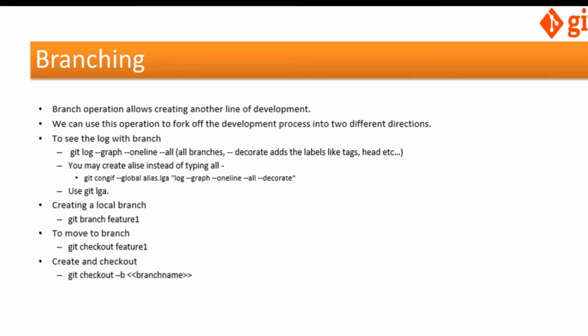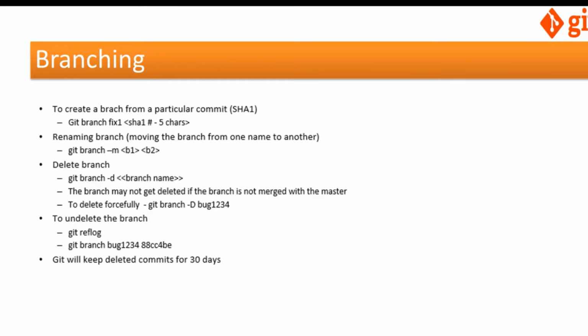We can create a local branch by performing git branch and the name of the feature. To move from one branch to another, we use git checkout. To create and check out a branch in one step, we can do git checkout -b and the name of the branch. Then it will check out that branch. Again, we can create a branch from a particular commit: git branch fix and the name of the branch.